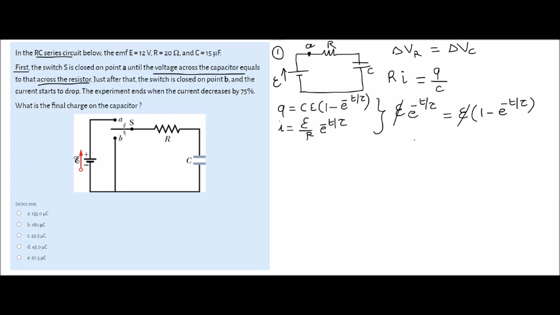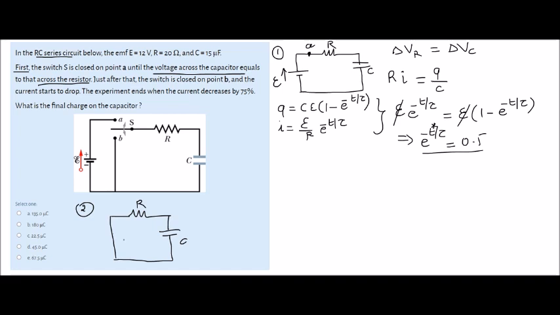And what did you use? You used that exponential minus t over tau is equal to what? Half. No need to go further. You will see that no need to go further. There is no need to calculate the time. If you did that, you wasted time for nothing. Just after that, the switch is closed on point B. So the second situation, we close the switch on point B at this time. So we have discharging now.